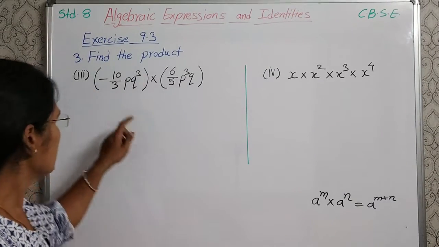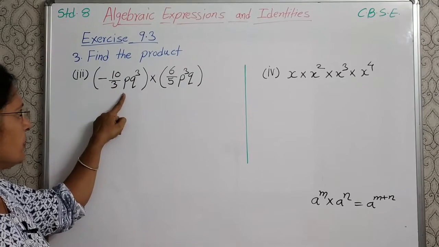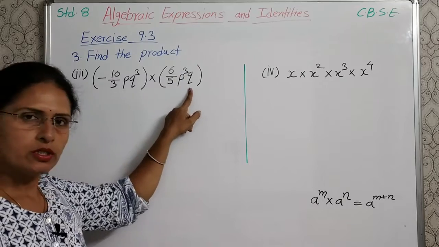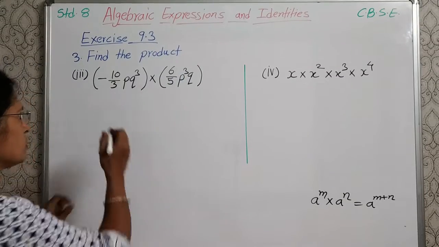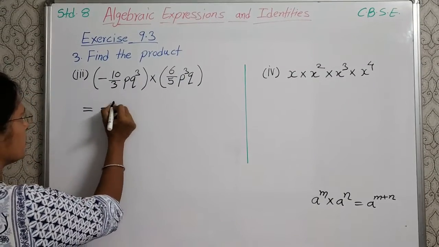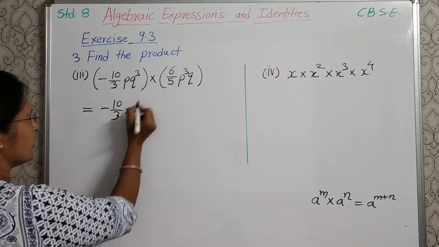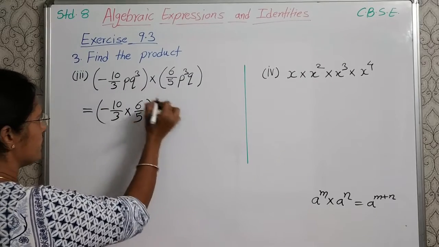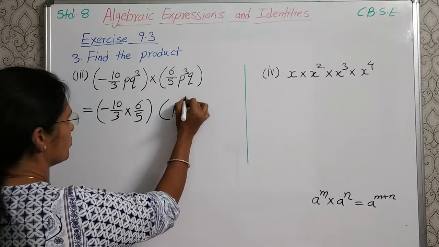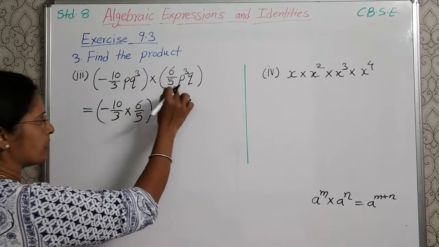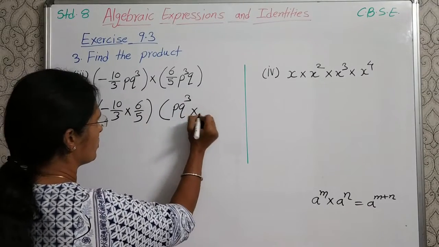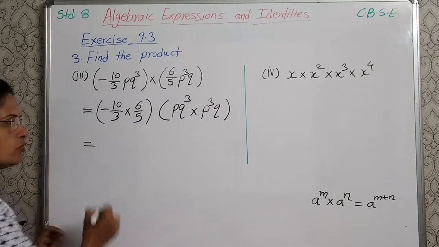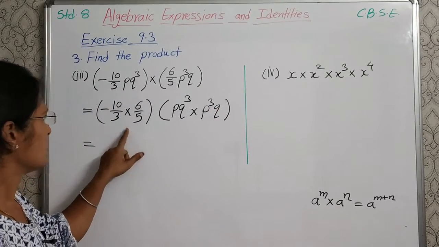Next, multiply minus 10 by 3 p q cube into 6 by 5 p cube q. First multiply the coefficients, minus 10 by 3 into 6 by 5, and then multiply the variables, p q cube multiplied by p cube q. Now solve this part first.